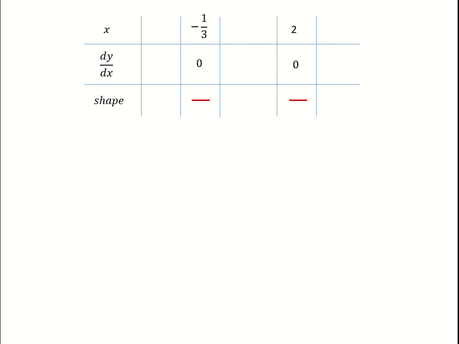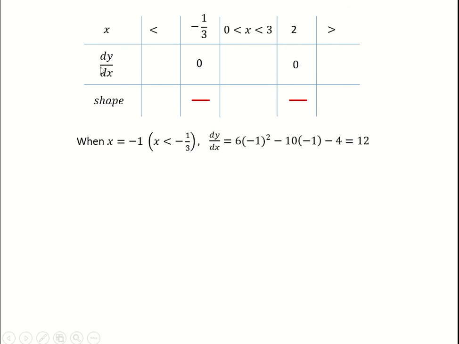So we're going to pick a number that's less than minus a third. We're going to pick a number that's between minus a third and 2, and then we want to pick a number that's greater than 2. For something that's less than minus a third, obviously minus a third is not quite -1, so I can pick -1. I'm going to substitute that into dy by dx. Remember to pick the right one. This is why we draw our nature table, so we know what we're doing.